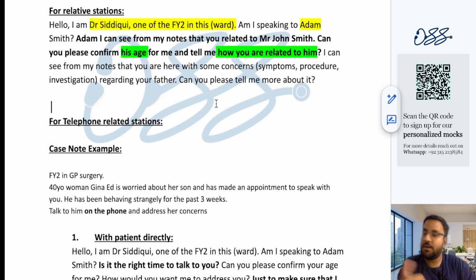Okay, so the age of the relative is not important. Do not make that mistake, but make sure that you ask how you are related to that particular person and what is his age.